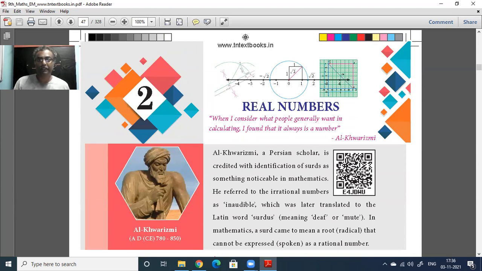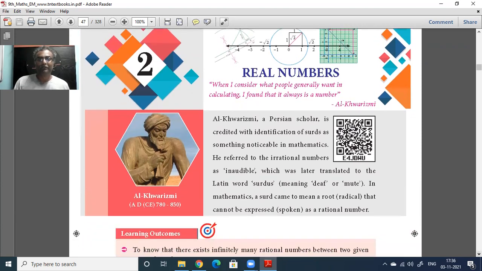Al-Khwarizmi. Al-Khwarizmi, okay, a Persian scholar. See, that means you must have been Muslim, or you must have just become a Muslim. He is credited with the identification of surds as something noticeable in mathematics. So he referred to the irrational numbers as inaudible. Inaudible means what? You cannot hear it. It is there, but you cannot hear it, like that.